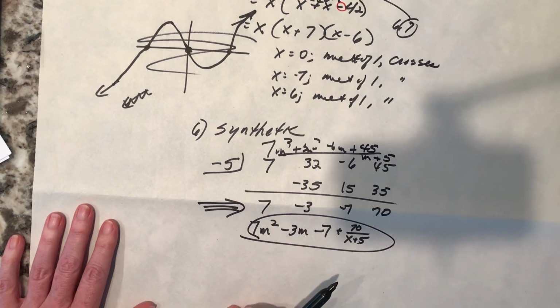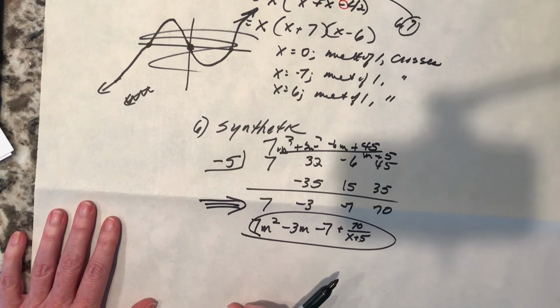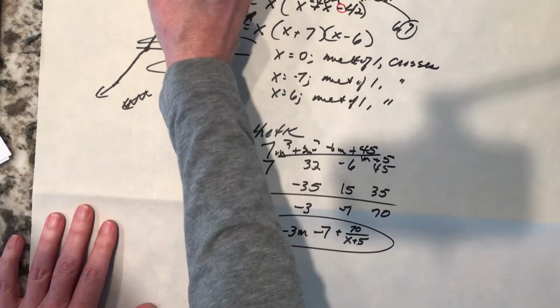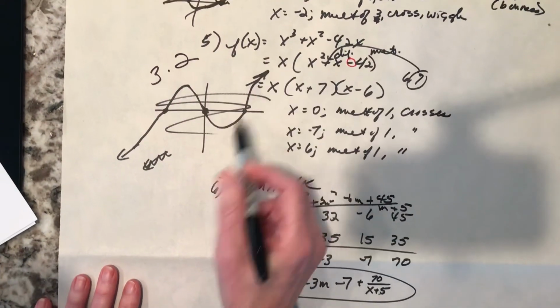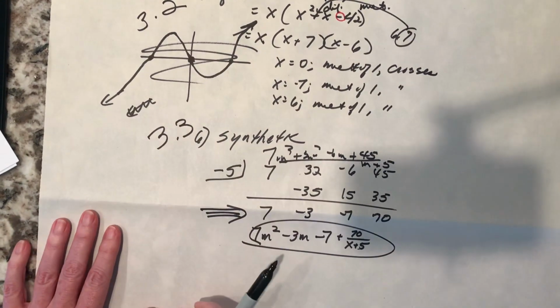Okay, we're done with this first one. I'm going to post this. I did not tell you this. These are 3.2 for number 4, 3.2 for number 5 and 3.3 for number 6.